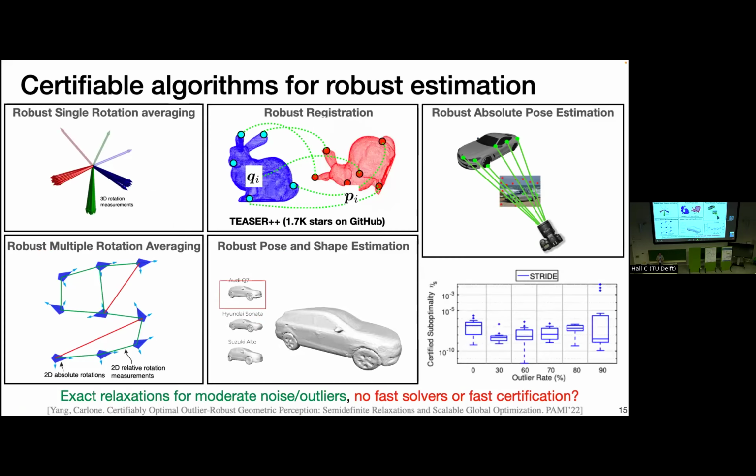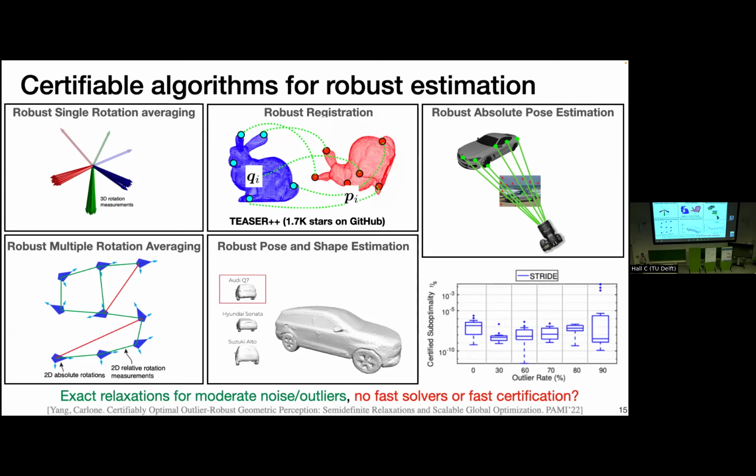We've been applying this to many, many problems. This idea of outlier-robust estimation you can apply to rotation averaging, registration, pose estimation from images, and so on. The story that you get is always pretty much the same: the relaxation is tight. Even if you have a large amount of outliers, the relaxation will eventually break only if you have a huge number of outliers or a huge amount of noise.